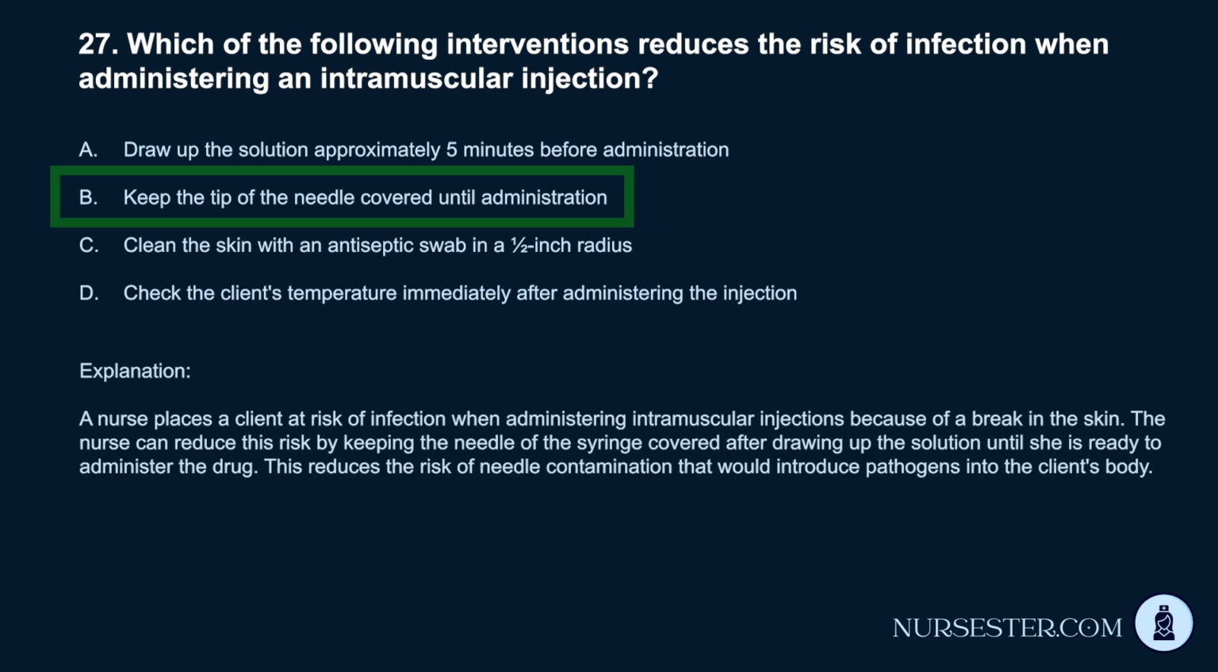A nurse places a client at risk of infection when administering intramuscular injections because of a break in the skin. The nurse can reduce this risk by keeping the needle of the syringe covered after drawing up the solution until she is ready to administer the drug. This reduces the risk of needle contamination that would introduce pathogens into the client's body.